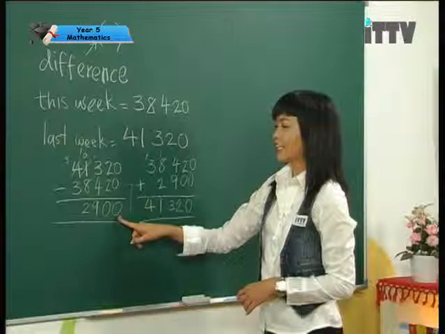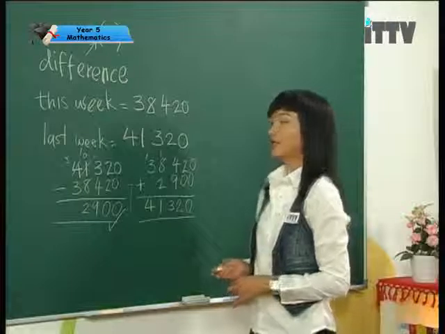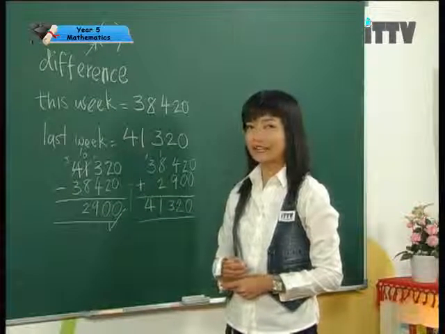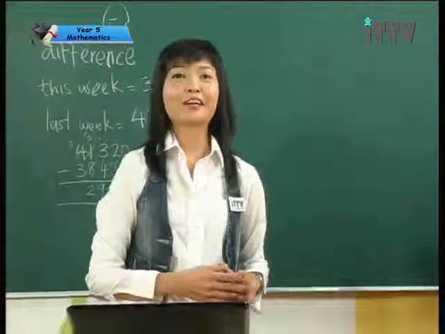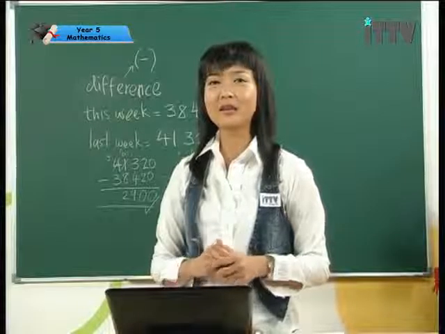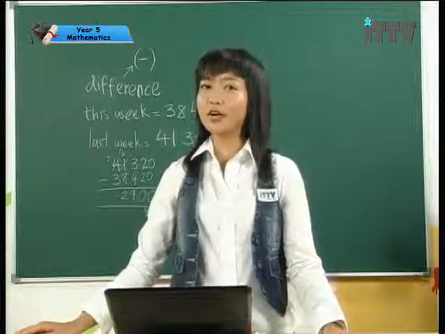41,320. Aha! This answer is correct. The difference between last week and this week is indeed 2,900 buns. Now, let's move on to the second problem. This one comes in the form of a table.